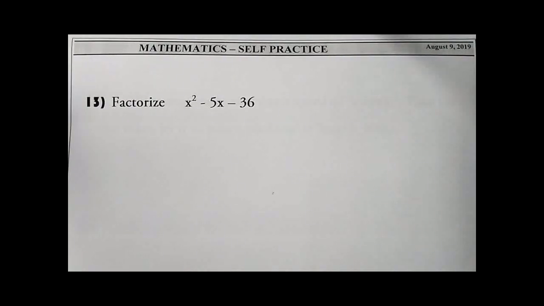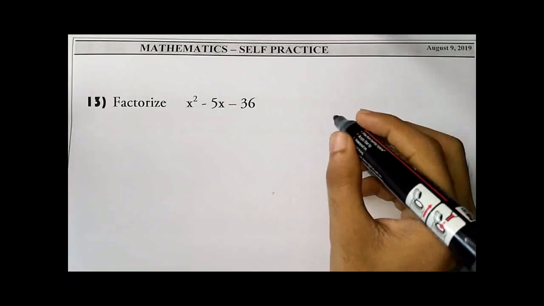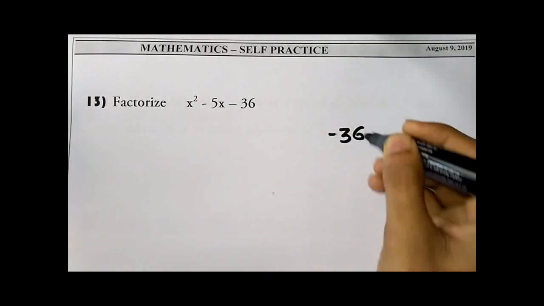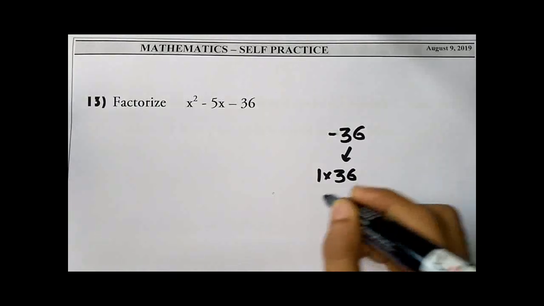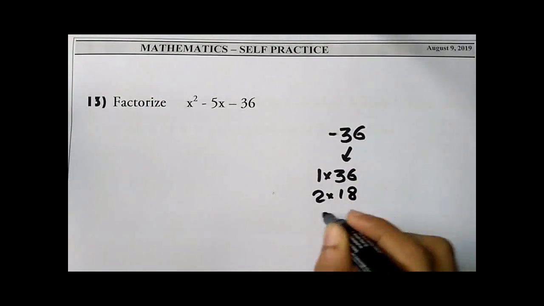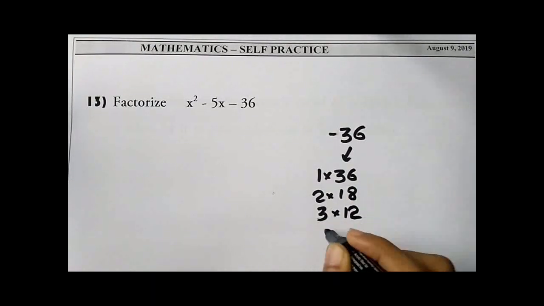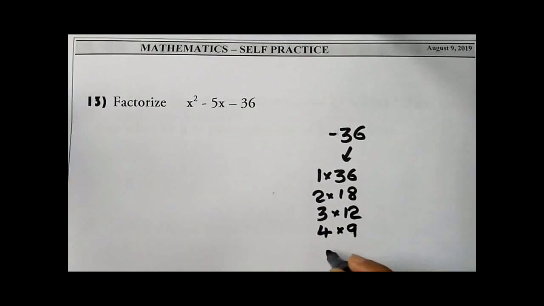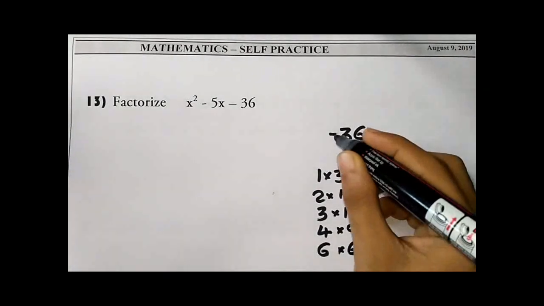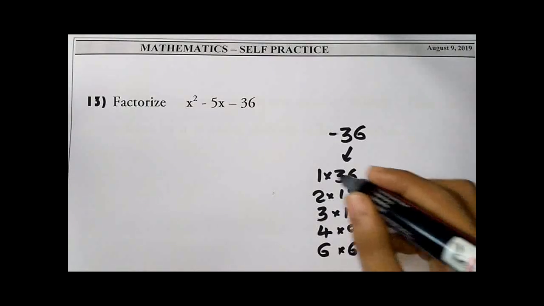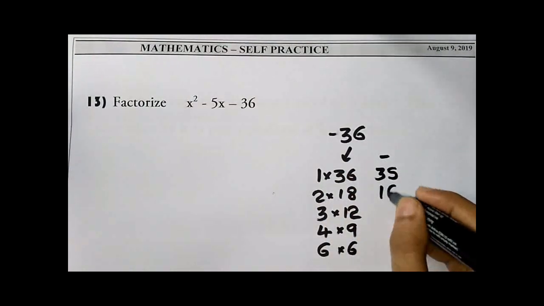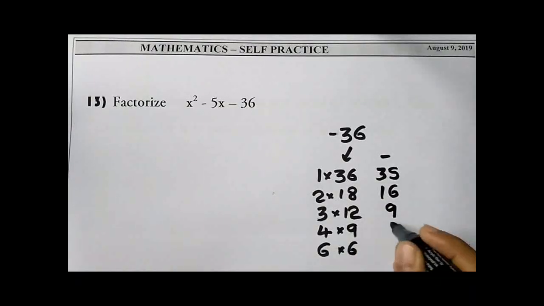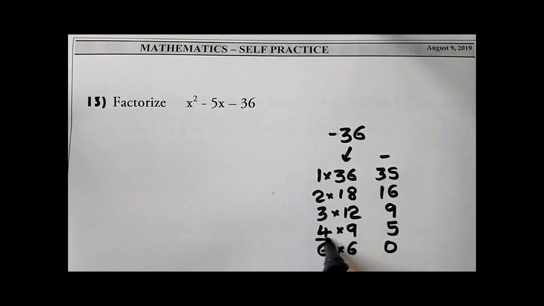So now how to factorize this? You can see minus 36 is the last term, and now we have to find out the factors of this 36. What are the factors? 1 and 36, 2 and 18, 3 and 12, 4 and 9, and the last is 6 and 6. And here we got a minus sign, so we'll subtract. We'll find out the differences of these all. Here the difference is 35, and here it's 16, here it's 9 and 5, and the last one is 0. So yes, we got the mid value by 4 and 9.